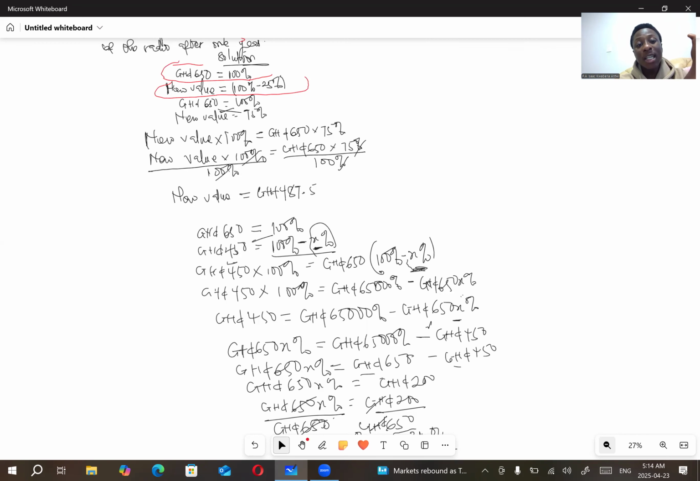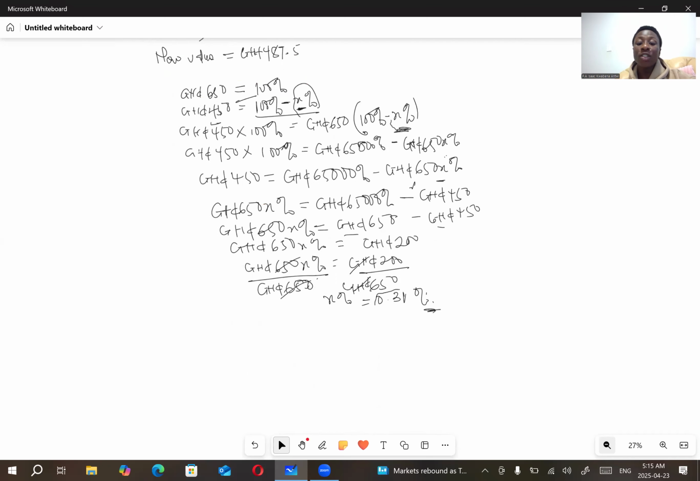Just say that the original value is equal to 100%. But now that you don't know the original value, you just write original value or denote it with a variable. Then you equate it to 100%. The new value there you'll be given, so you can factor it there. Then it's equal to 100 minus X. Guys, do you understand? Are you following?